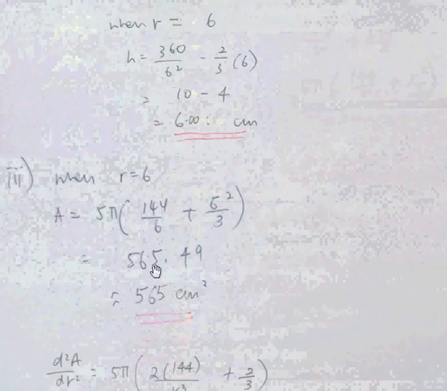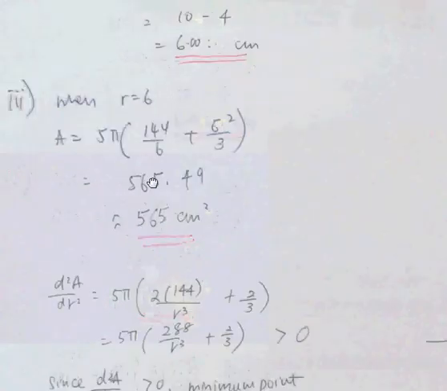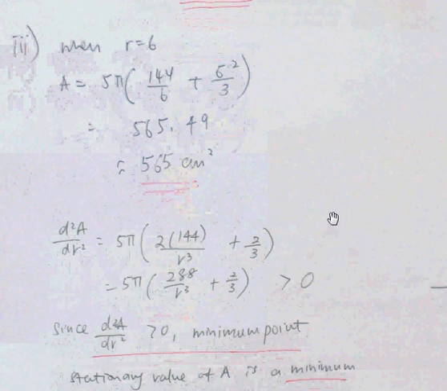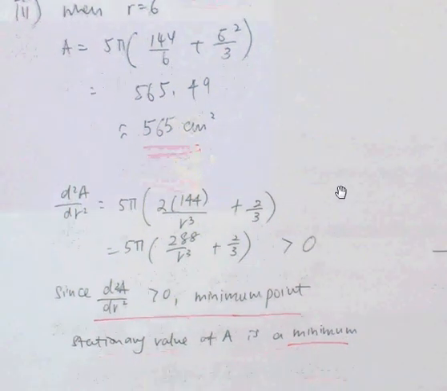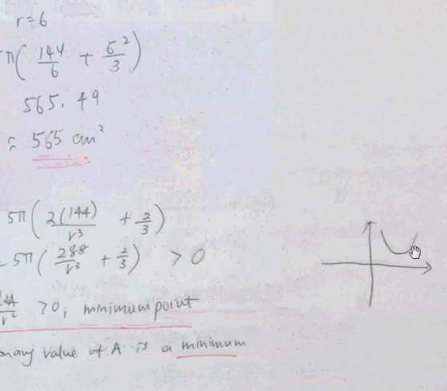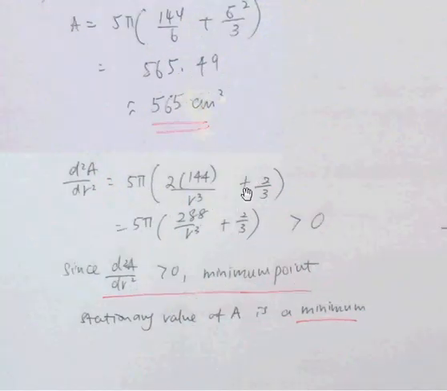So looking at this d squared A over dr squared, we can see that it is more than 0 for any value of r. So when we substitute 6, it is definitely more than 0. So since it is greater than 0, it shows that it is a minimum. Therefore, the stationary value of A is a minimum.